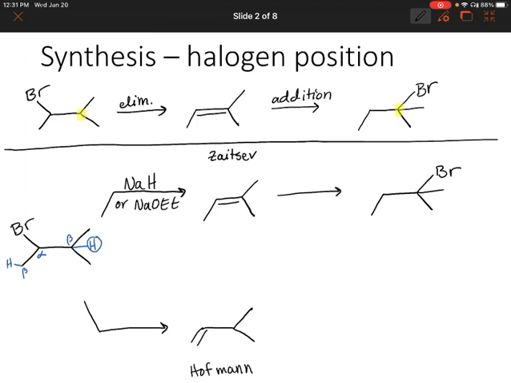Okay, so then how would we then go from our alkene to our alkyl halide? So we already said we want to do an addition reaction. And we want to make sure the bromine ends up on the more substituted carbon in the double bond. So I'm going to use HBr because hydrogen will add to the less substituted carbon, bromine will add to the more substituted carbon, and that's Markovnikov addition.